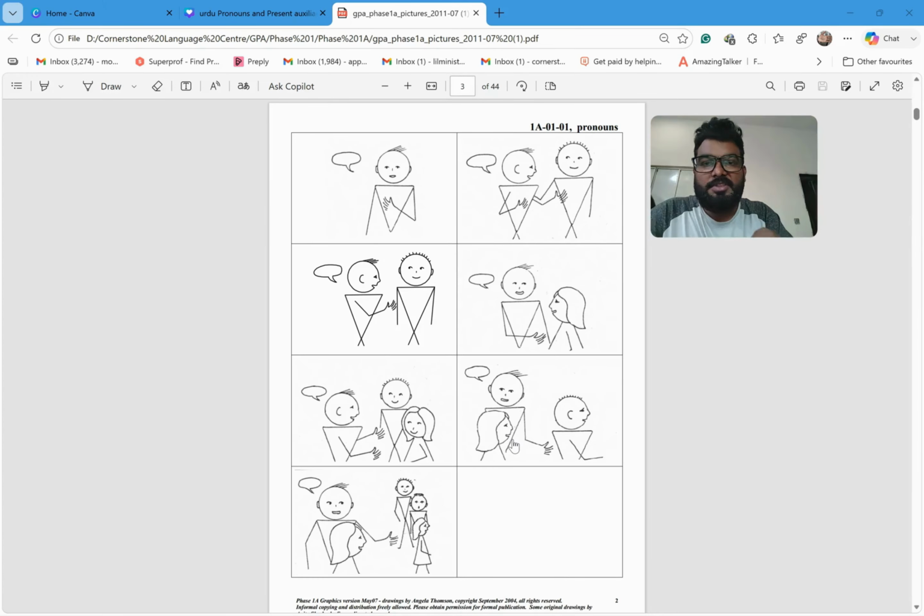So the first pronoun is मैं. मैं means I. Then हम, हम means we.